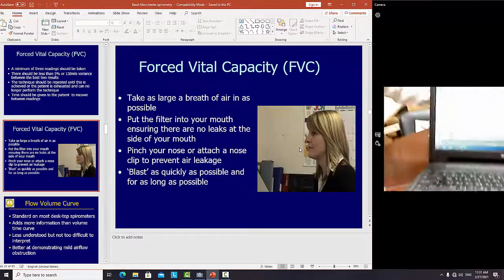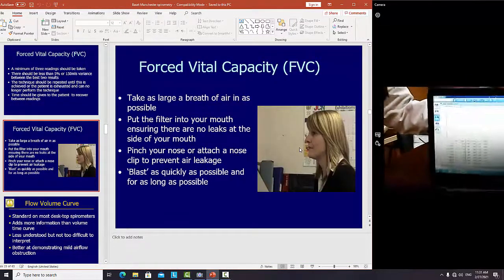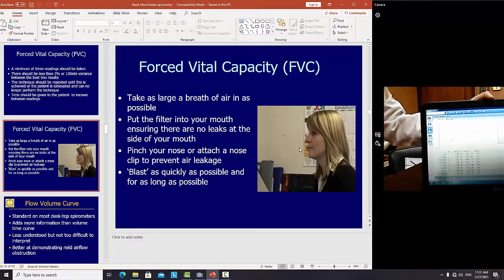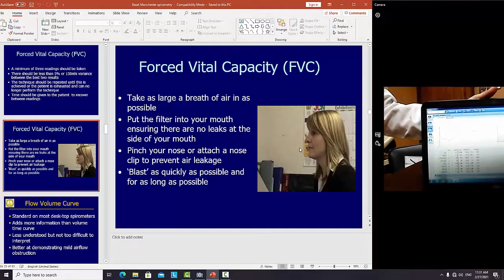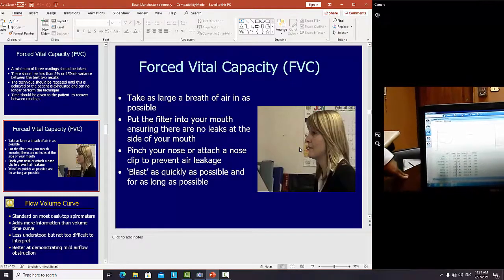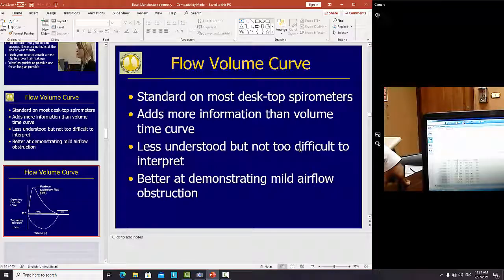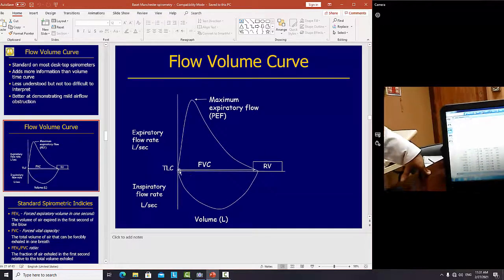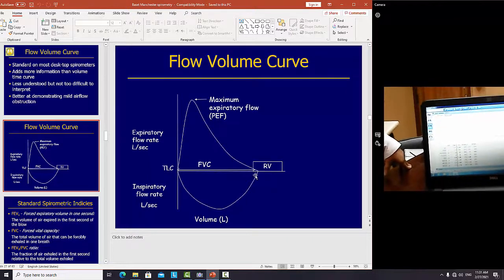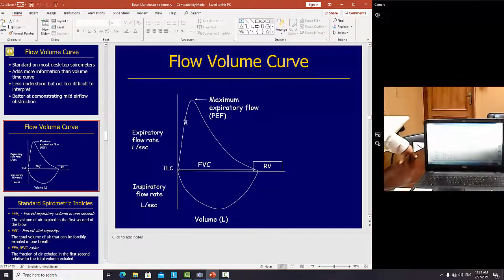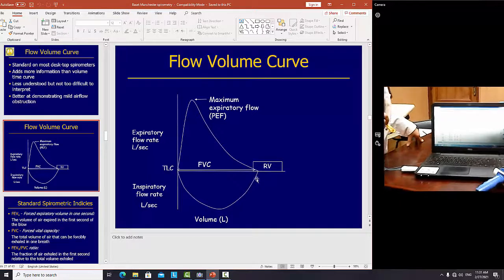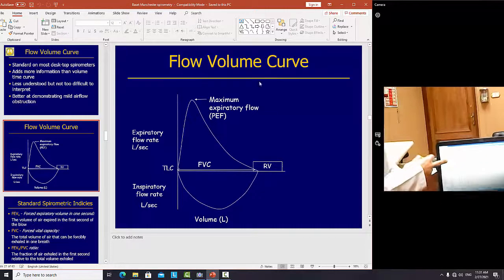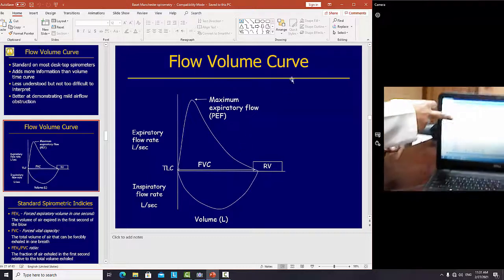After the slow vital capacity maneuver, the patient can do another maneuver. What is it named? The forced vital capacity maneuver. In the forced vital capacity maneuver, we can notice that this is the expiratory limb and this is the inspiratory limb. When the expiratory limb and inspiratory limb close with each other, it is named a flow volume loop, not a curve.